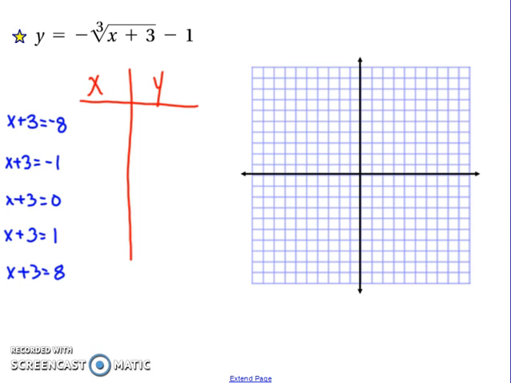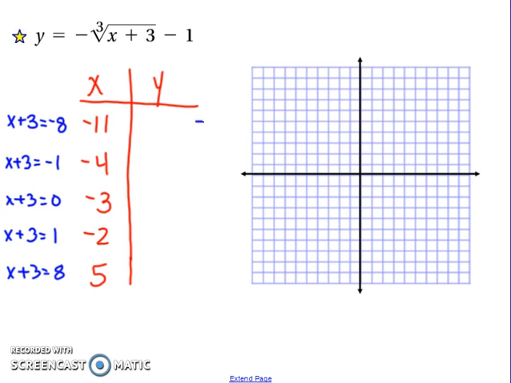So when I do x plus 3 equals -8, when I solve that for x, I get -11. Okay, when I solve x plus 3 equals -1, I'm going to get -4. When I solve x plus 3 equals 0, I get -3. X plus 3 equals 1, I get -2. And x plus 3 equals 8, I get 5. So those are the x values that I'm going to use. And then I'm just going to plug it in and solve for the corresponding y.